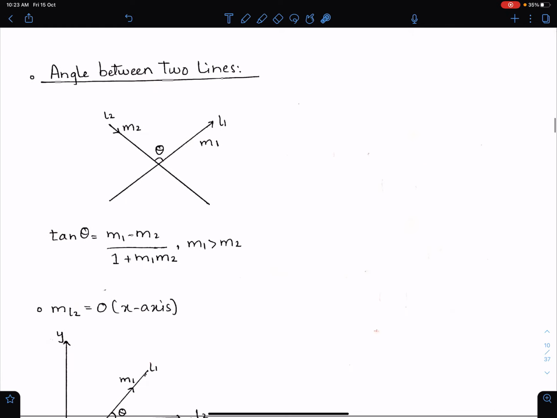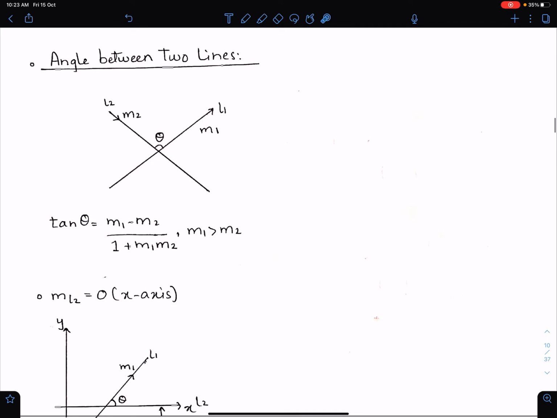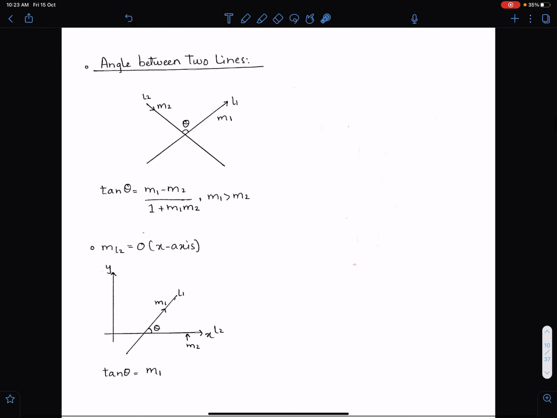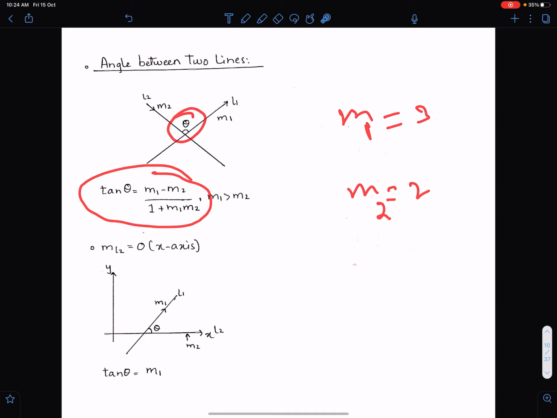Angle between two lines. If we need the angle between two lines, then we should use this formula: tan theta equals m1 minus m2 divided by 1 plus m1 m2, and m1 is greater than m2. If we have these two lines, L1 and L2, then the greater gradient is m1. The larger gradient is always m1. For example, we have two gradients, 2 and 3. So this will be m1 and this will be m2. So by using this formula, we can get the angle between two lines.